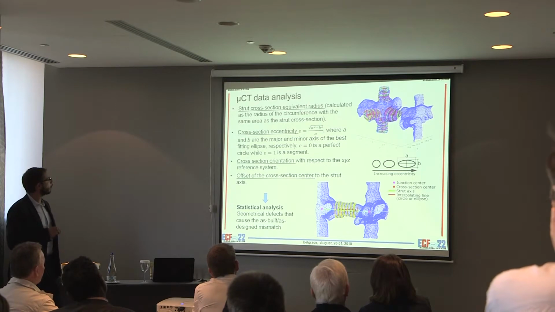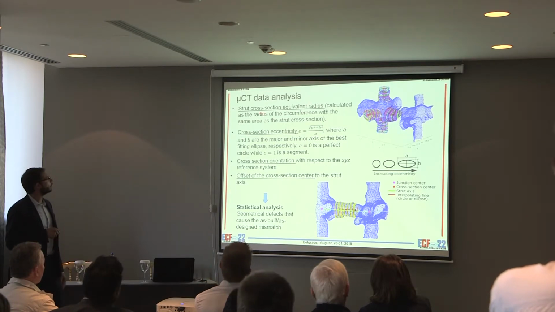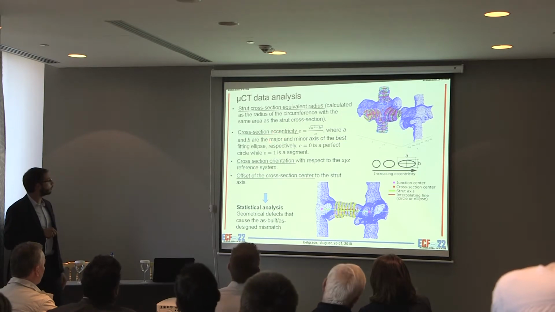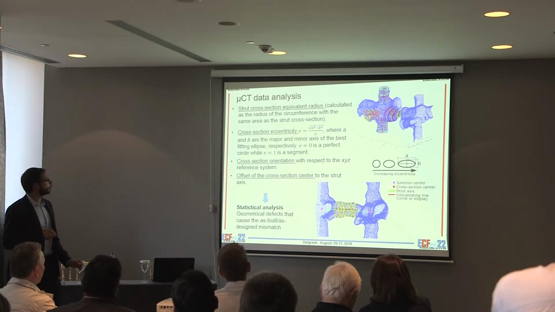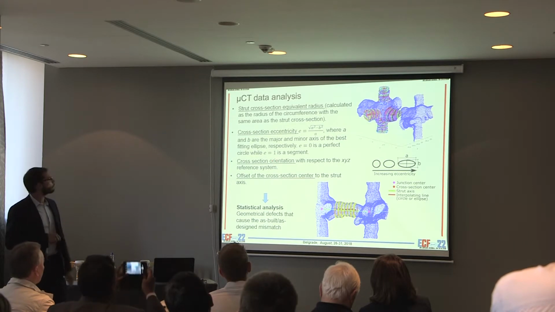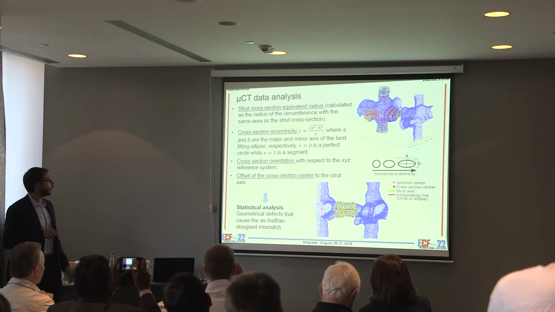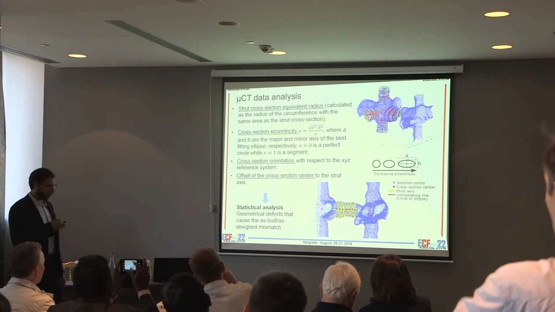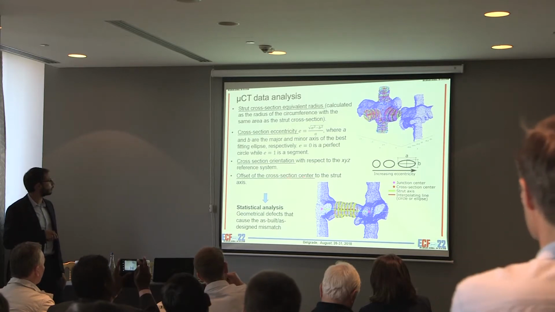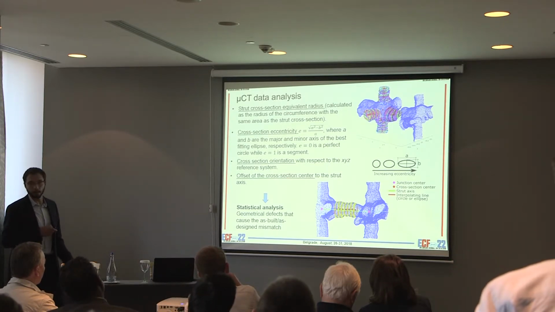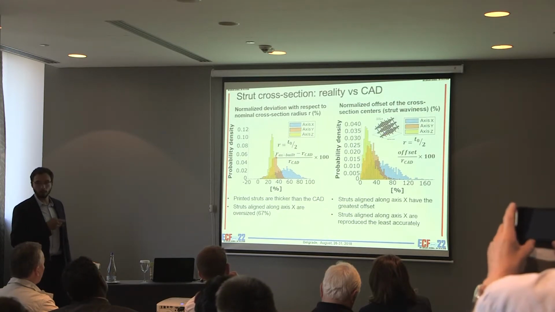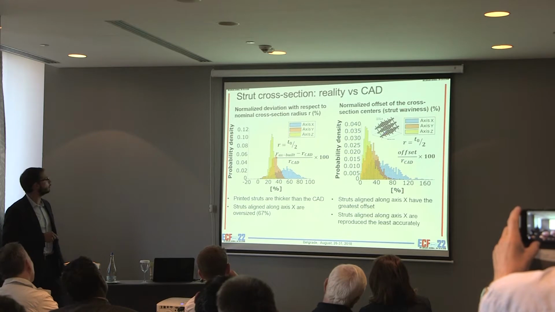The following four parameters were measured. I measured the cross-section equivalent radius, the cross-section eccentricity, and the cross-section orientation with respect to an XYZ reference axis, which is basically aligned with the cubic structure, and also the offset of the cross-section center with respect to the ideal position. A statistical analysis has been carried out of this data, which is summarized in this slide.